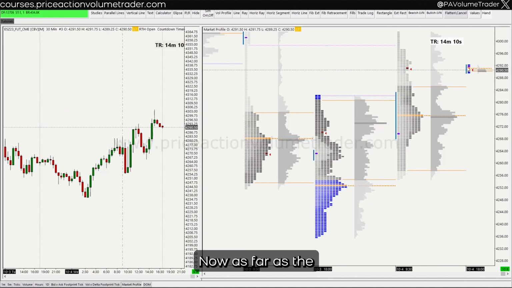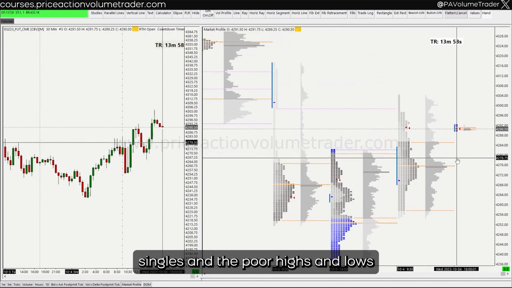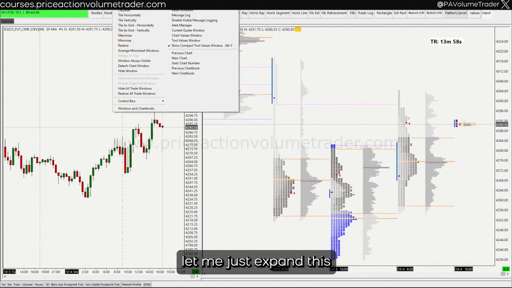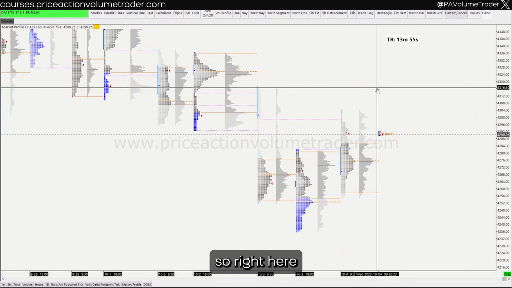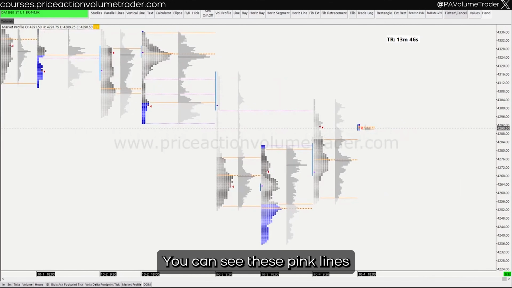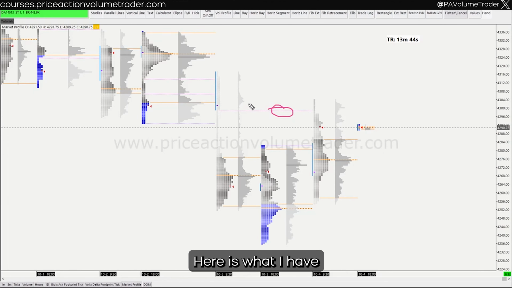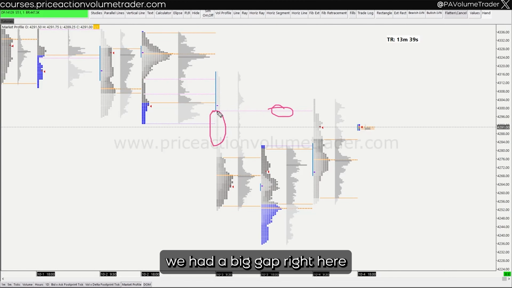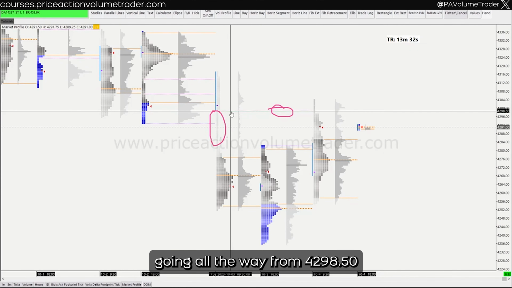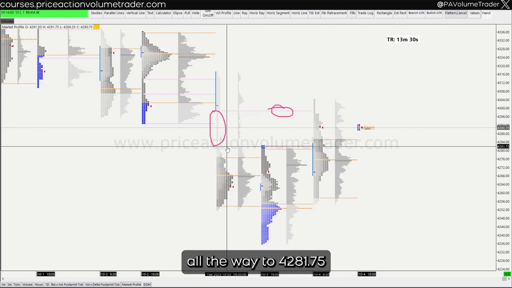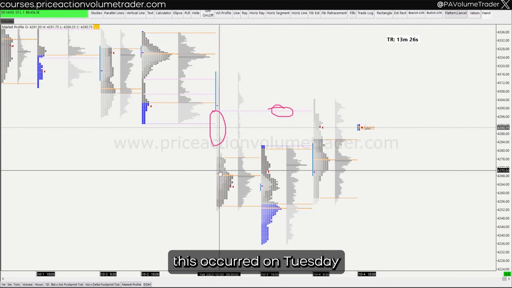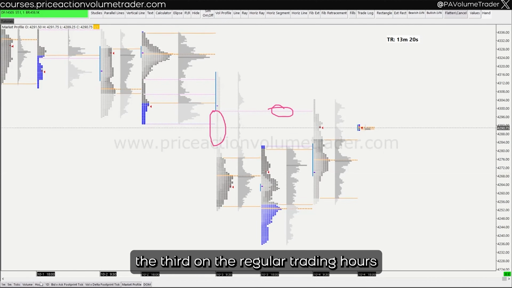Now, as far as the singles and the poor highs and lows, let me just expand this. Right here, you can see these pink lines are what I have marked off as singles. So you can see here, we had a big gap going all the way from 42.98.50 all the way to 42.81.75. And if I go look, this occurred on Tuesday the 3rd on the regular trading hours.